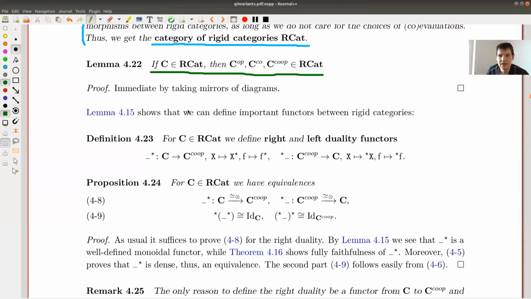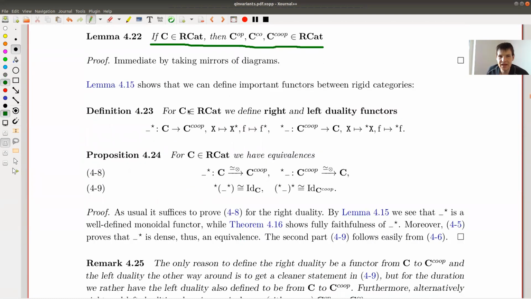Anyway, the statement you want to make next is that the dualities are functors between those categories. You can define a right dual functor. I told you what duality is doing on objects. I told you what duality is doing on morphisms. So the left and right mates from above. Remember that was this picture. Or the other way around.